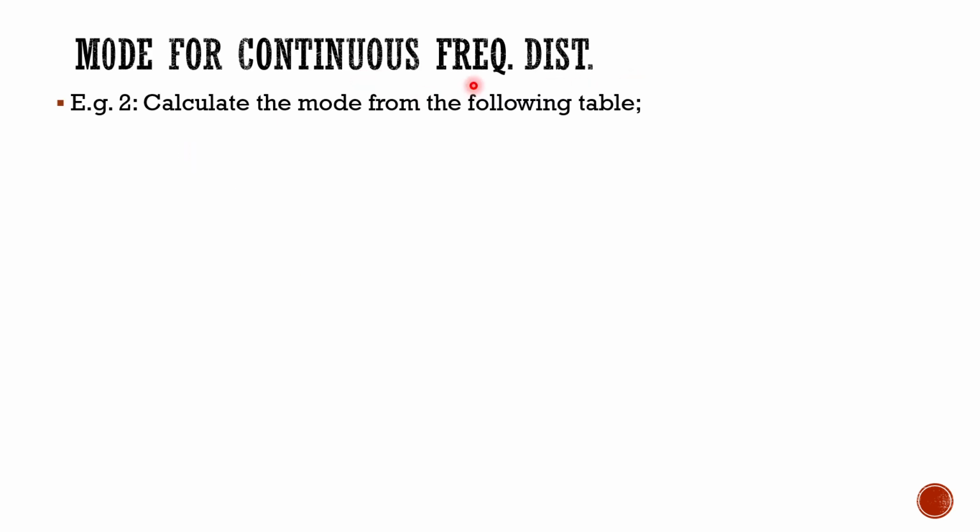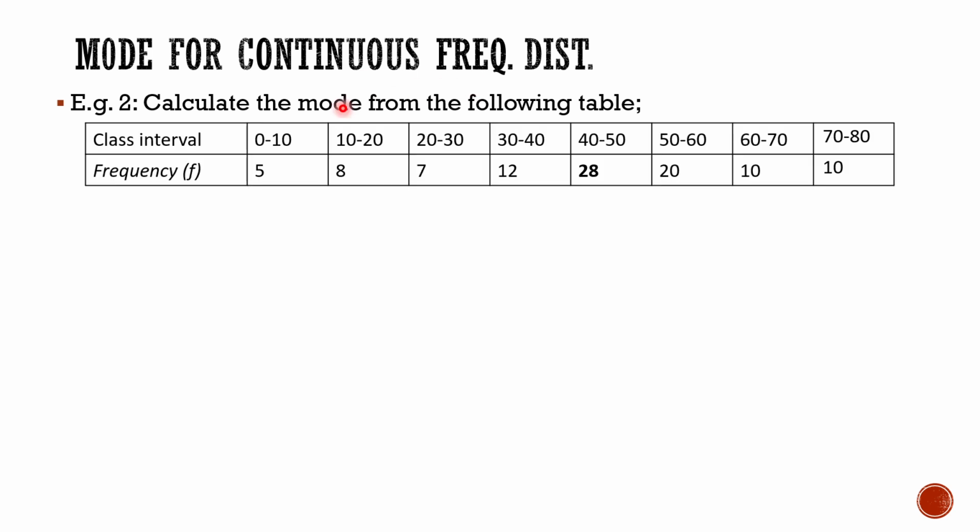Now mode for continuous frequency distribution. We'll have an example, and by that you will understand it very easily. So these are the class intervals: 0 to 10, 10 to 20, and so on, and these are the corresponding frequencies. As you can see, this is an exclusive type of table. If you don't have an exclusive type or continuous frequency distribution, then you will have to make it. If you have a frequency distribution with inclusive type classification, then you will have to make it exclusive first, then go ahead with that.